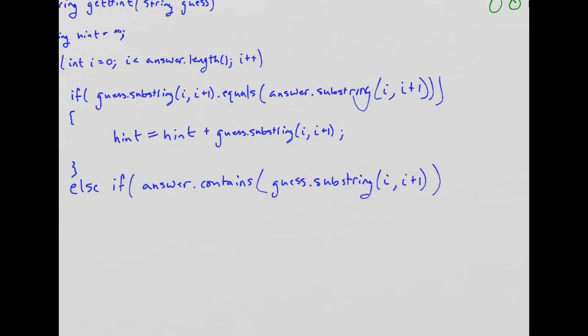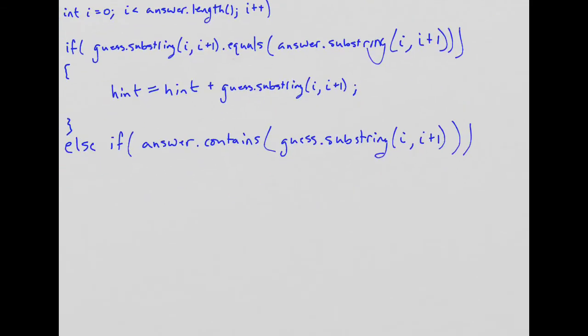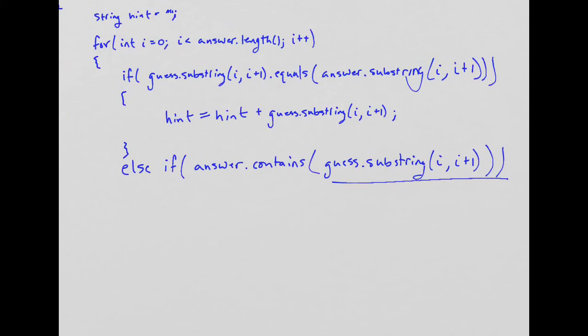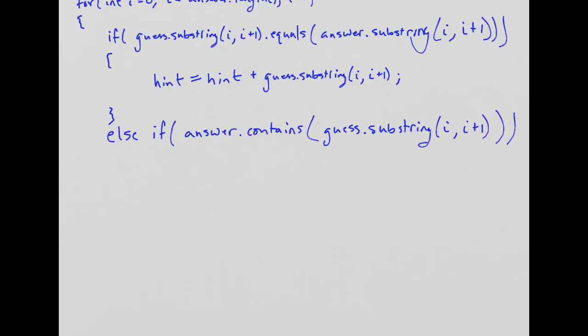Close that. So else if the answer contains one of the single letters from my guess, and it's going to run through every single one because that's what this loop does. If it contains any of those letters, at whatever spot, then what I'm going to do is say hint gets hint plus, and then the plus. Now this one's a little bit harder to understand, but I'm going to try and talk through it again.